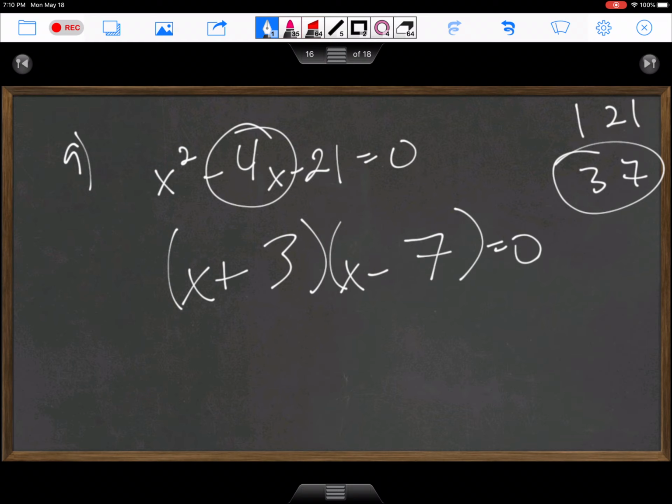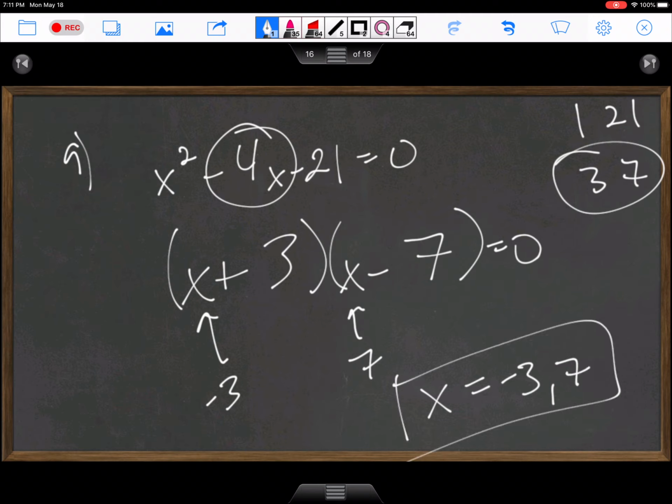Remember, we did this the other day. Again, I need each thing to equal 0 because that'll satisfy it. So to make this binomial equal to 0, x can be negative 3. And to get this binomial to equal 0, x can be 7. Those are my two x values that satisfy my equation. Now, you can always check this by substitution. You can substitute these values into our original equation. Let's just try that out.